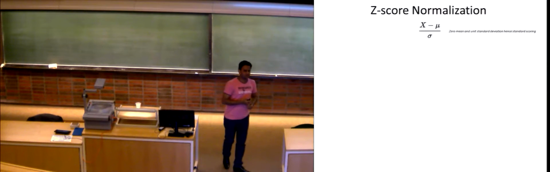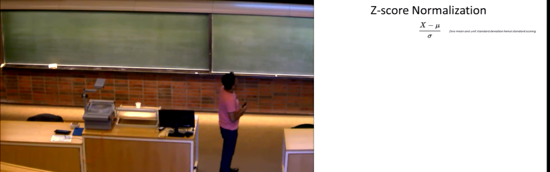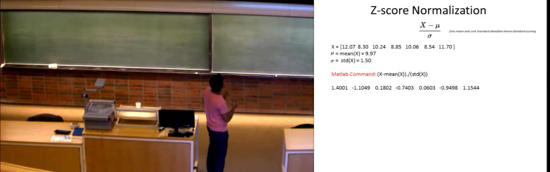Z-score normalization. This is very important and mostly useful. Most of the time, people use this data normalization technique. What you do is, for every data point, you subtract the average of the entire population from each and every sample and divide it by the standard deviation. Let's take an example.